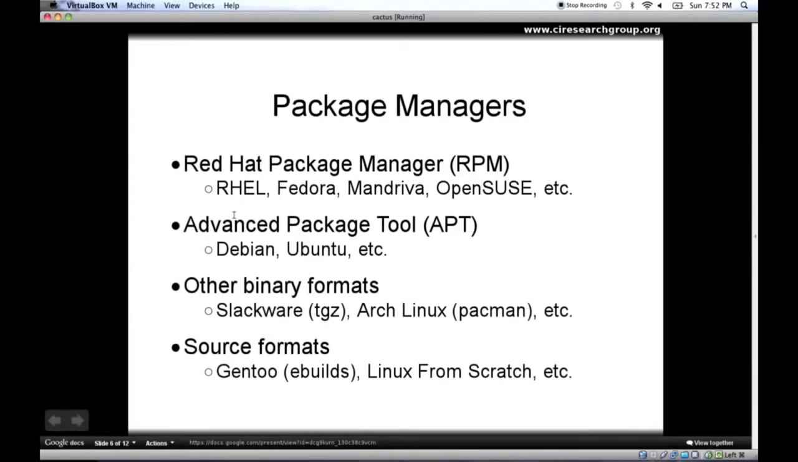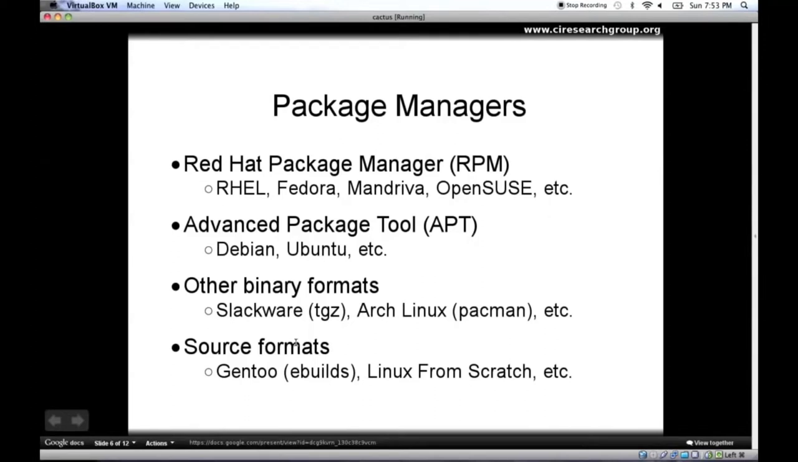These package managers include the Red Hat Package Manager, or RPM, which is used in Red Hat Enterprise Linux, Fedora, Mandriva, OpenSUSE, and a number of other distributions. A competing package format is the Advanced Package Tool. This is used primarily by Debian and derivatives of Debian, such as Ubuntu. There are other binary formats, however, in use. Slackware uses a TGZ format with its own package management commands. Arch Linux has a custom written package manager called Pacman, and there are some others out there.